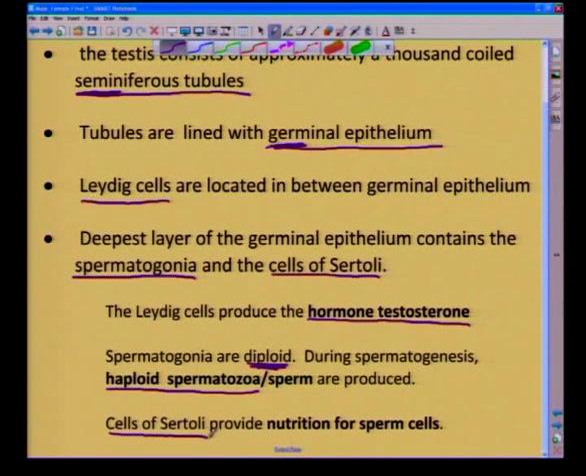All right, then your cells of Sertoli, what do they do? They provide nutrition for those little sperm cells to grow. So your Leydig cells produce the hormone testosterone, and your cells of Sertoli produce food for your sperm cells, or nutrition for the sperm cells.